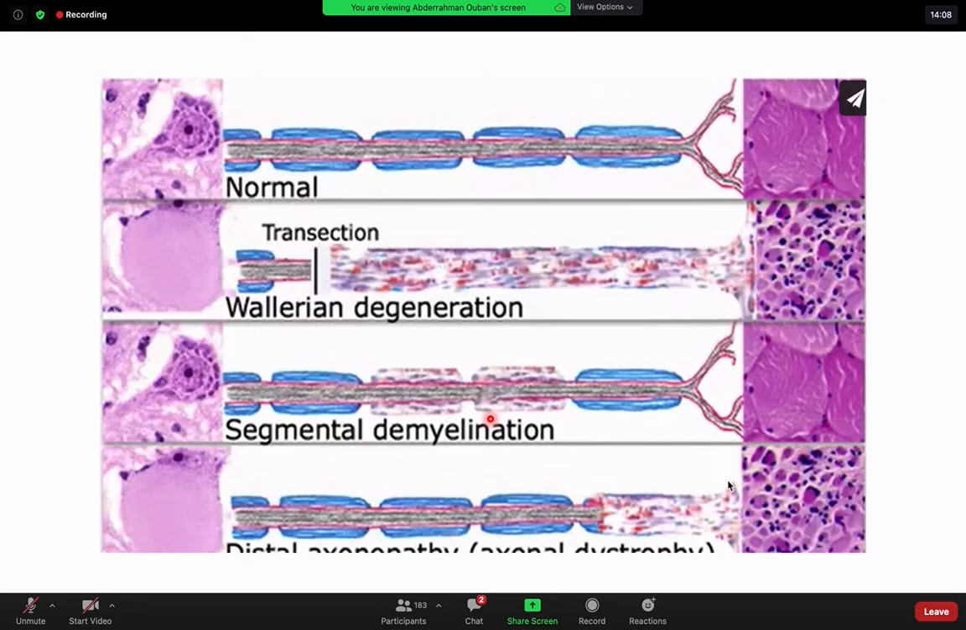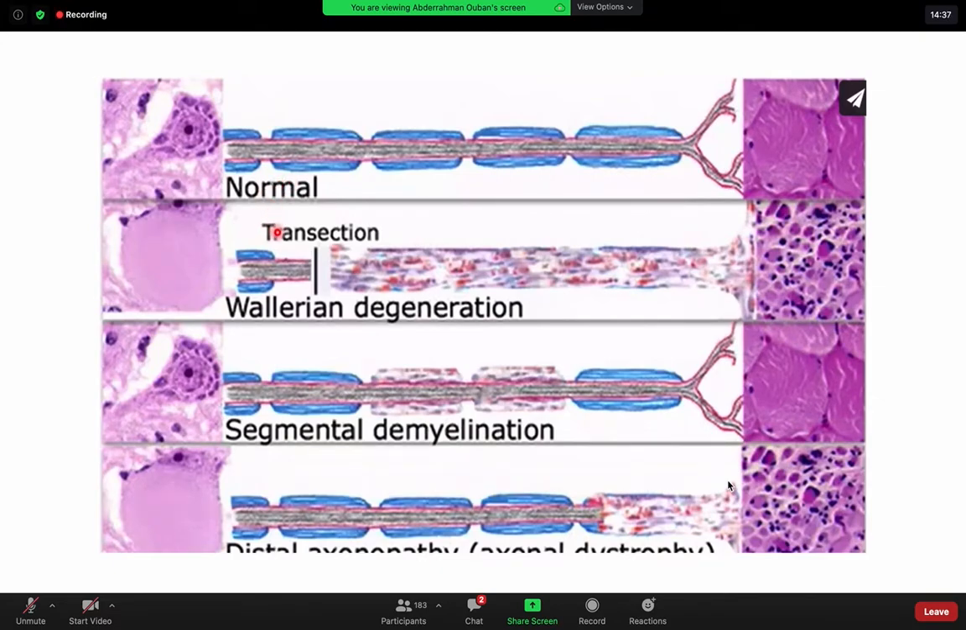All right, so the top of this picture shows you the normal nerve right here. Normal nerve, where you see that on the left there is a neuronal body, and on the right there is the neuromuscular junction. Between them is the axon with its discontinuous myelin sheath. All right. Okay, so this is the normal nerve.